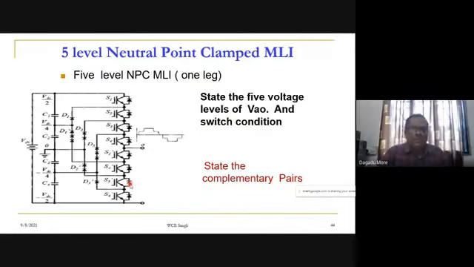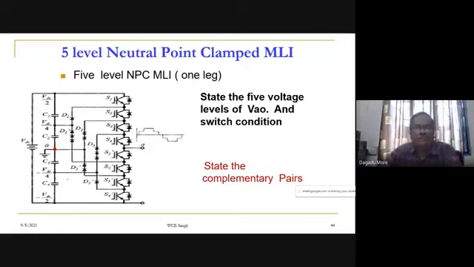Now we want to increase the number of levels. With the same concept, we want to go for a 5 level. So now we are showing one leg of the 5 level inverter. It is a diode clamped or neutral point clamped 5 level inverter. The number of levels in the output voltage we can obtain will be 5. This is our O point, with respect to which we are measuring the voltages.